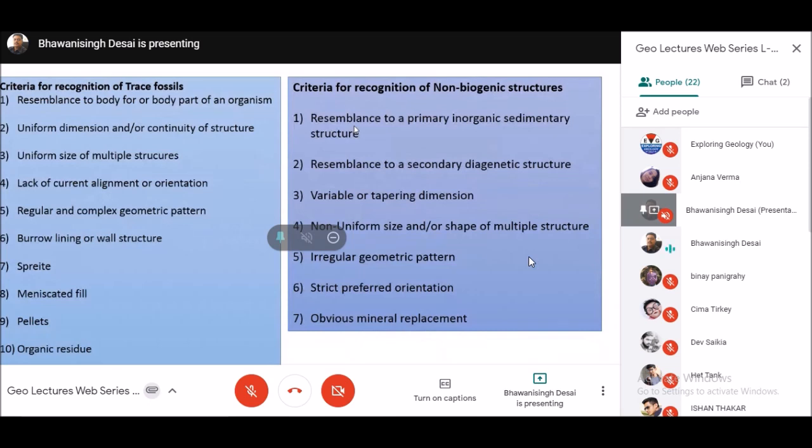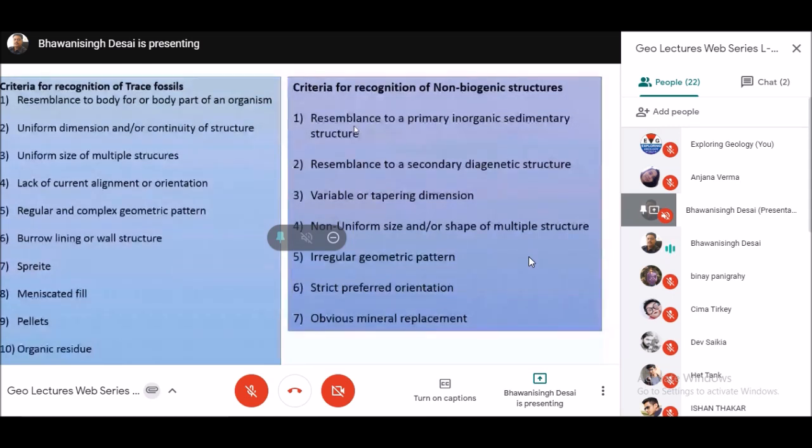It will have uniform size. It will have current alignment. It will have a regular geometric pattern. It will have burrows, lining, spherite, meniscated fill, organic residue, and very delicate morphology on their surface. So this is one of the very key factors in distinguishing the trace fossil and non-biogenic structure.